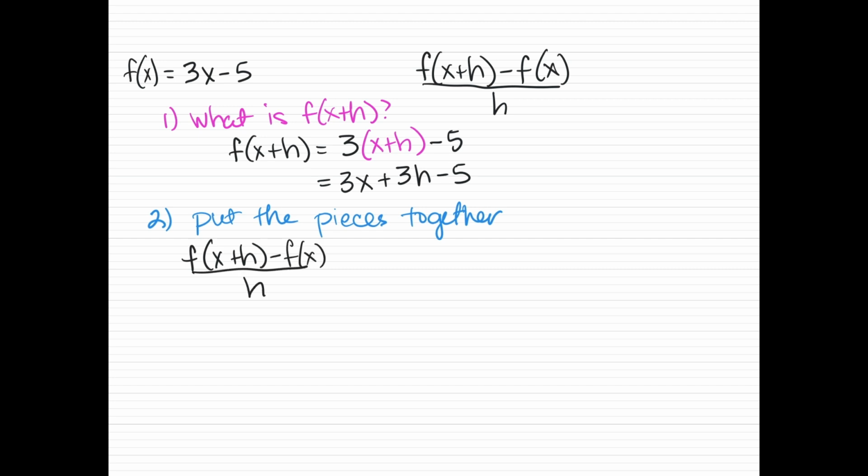So first we're copying down the f of x plus h we saw, and then we're going to subtract all of f of x and divide everything by h. Okay, so f of x plus h, we figured out what that was already, so I wrote that in pink, and then minus f of x, which is what they originally gave us in the problem, and divide everything by h.